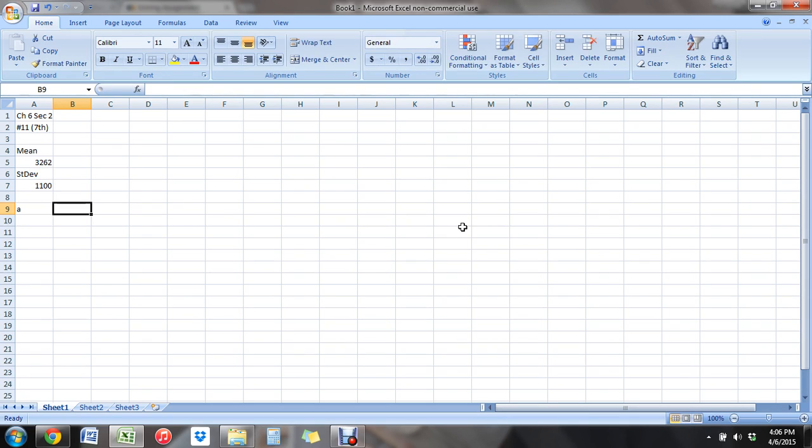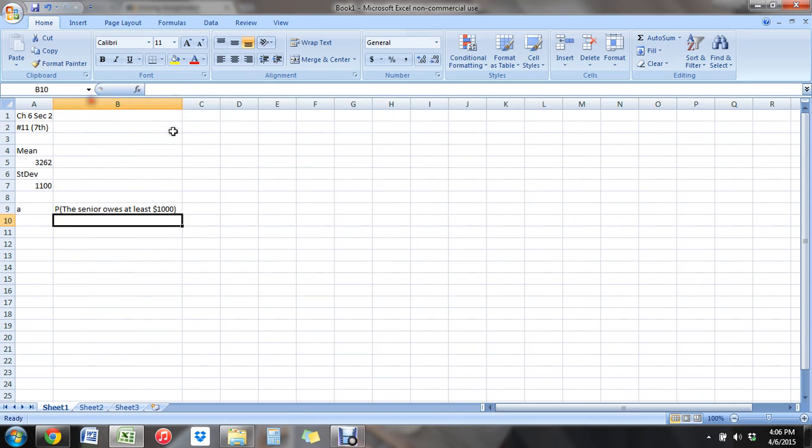A asks for the probability that the senior owes at least $1,000. I'm going to type that 1,000 here as well so I can click on it for my formula. So I want the probability that we owe at least $1,000. The Excel formula does give the area to the left, so I've got to figure out what I'm being asked for here, and if I need to translate it, do that.